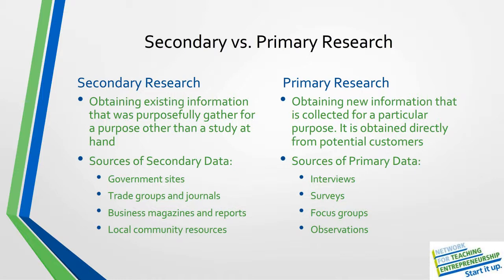It's also important to note that while the naming convention may be confusing for students, secondary research usually comes before primary research. This is because secondary research already exists and is easier to access. Primary research needs to be done when the data does not already exist in some form.